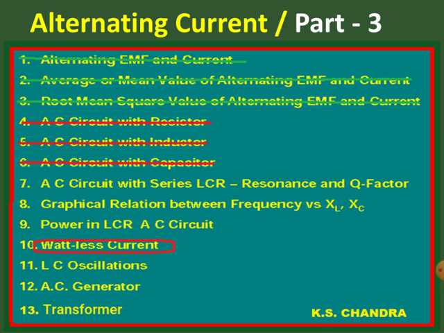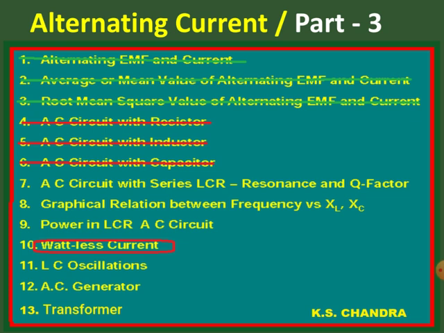In the previous videos we have discussed alternating EMF and current, the average or mean value of AC current, the root mean square value of AC current, AC circuit with resistor, AC circuit with inductor and AC circuit with capacitors. In today's class we will discuss the AC circuit with series connection of L, C and R, resonance of the LCR circuit, Q factor, and then the power in an LCR AC circuit.